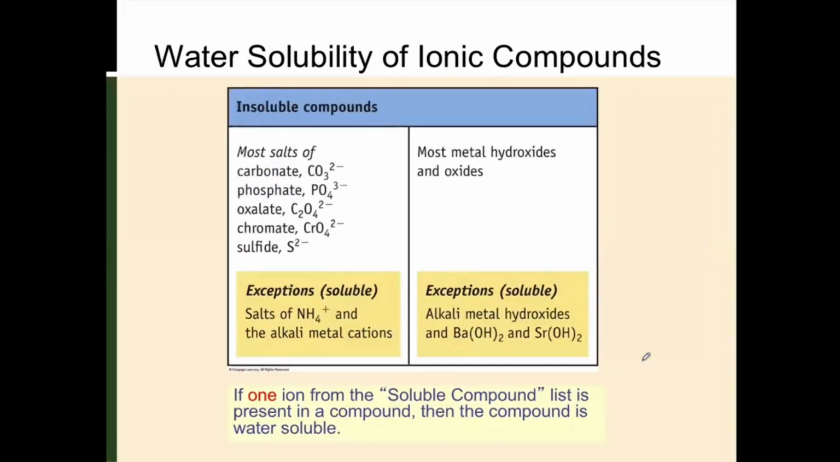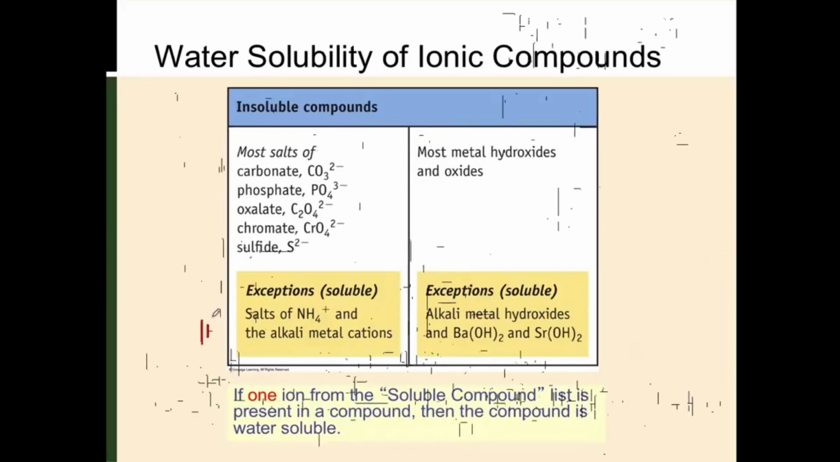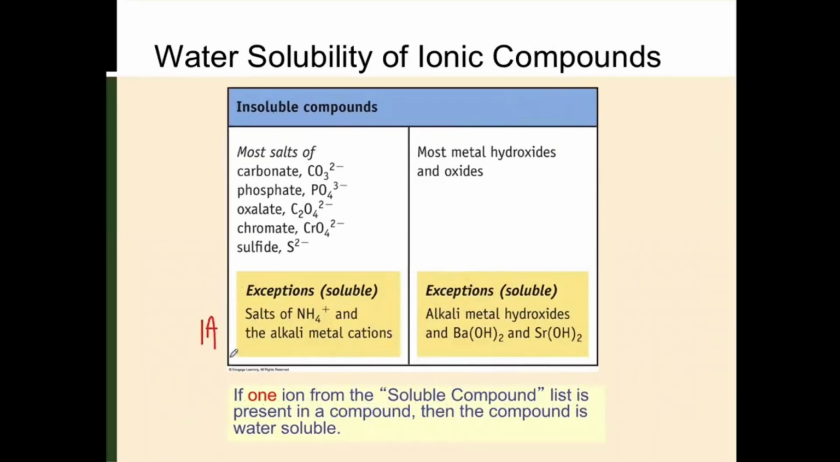Water solubility of ionic compounds. So here are some insoluble compounds. Most carbonates, most phosphates, most oxalates, chromates, and sulfides. However, the exceptions are the salts of ammonium and alkali metal cations. So that's group 1A, alkali metals, like sodium and lithium and so on. So sodium carbonate dissolves in water, sodium phosphate, lithium oxalate, they all dissolve in water. Potassium dichromate, potassium chromate, those all dissolve in water.